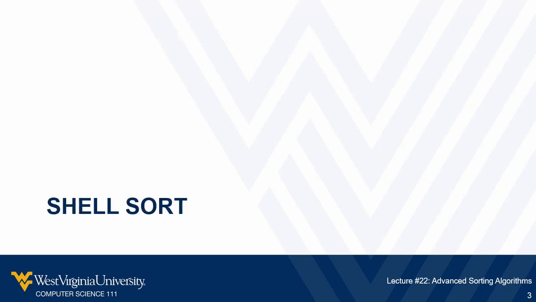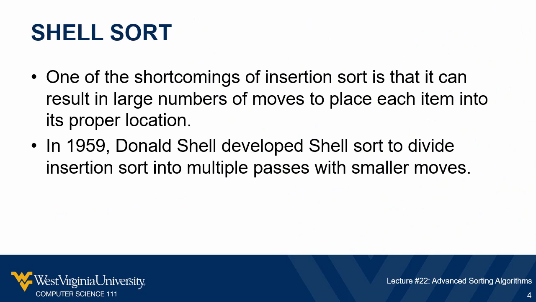Let's start off by taking a look at Shellsort. In our previous lecture, we looked at Insertion Sort, which is a fairly straightforward way of organizing the data in an array or other data structure. One of the big shortcomings of Insertion Sort is that it can require a lot of moves. We have to identify the correct location where our new item is going to be inserted, and then make room for it by moving all of the other items to the right of there over by an element.